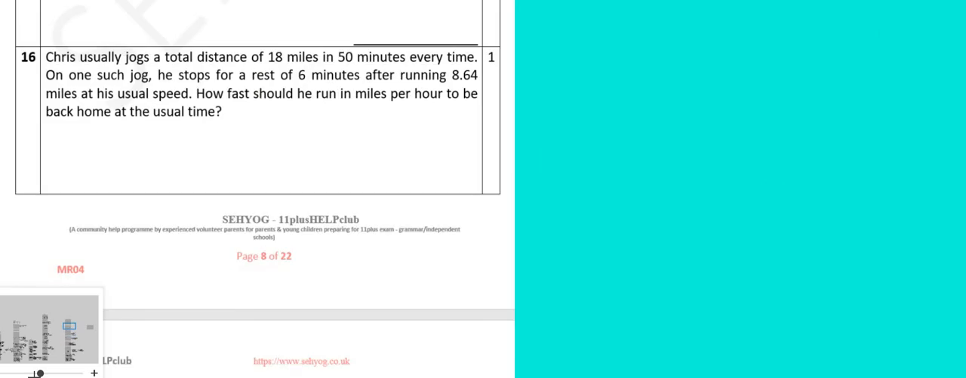Looking at our next sum, Chris usually jogs a total distance of 8 miles in 50 minutes every time. On one such jog, he stops for a rest. He takes a rest of 6 minutes after running for 8.64 miles at his usual speed. How fast should he run in miles per hour to be back home at the usual time?